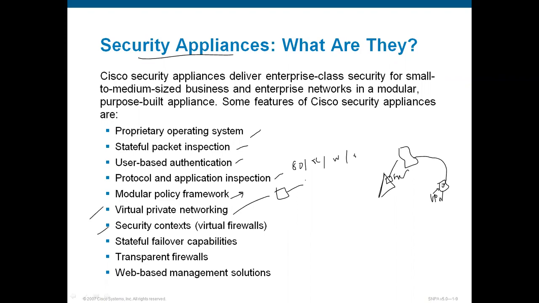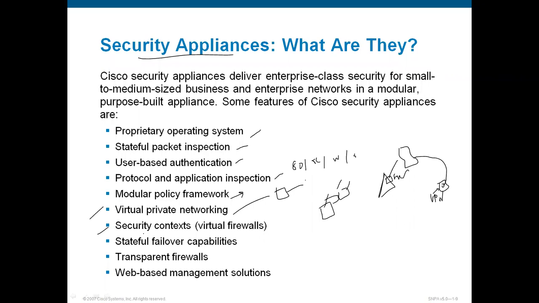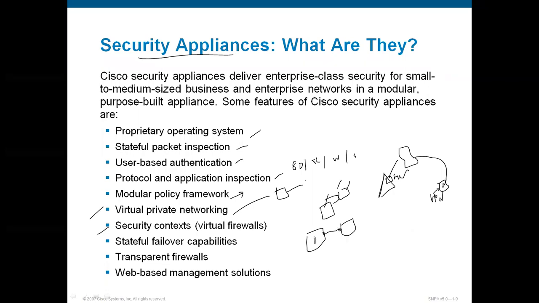Then security context. The firewall also does virtual contexts. Let's say you have multiple customers. The physical firewall you can make into multiple context firewalls, and you can give one to customer A, customer B. So the ASA has that feature also. Then stateful failover capability. Failover means redundancy. Instead of one firewall, you buy two firewalls. So there will be HA, high availability. At a time, one firewall will be active and one will be passive. If one fails, the passive firewall will become active.